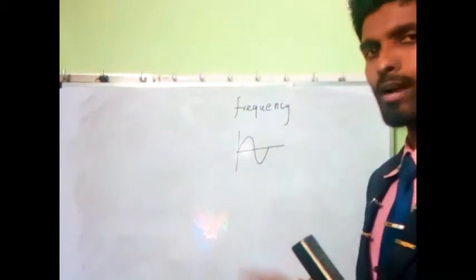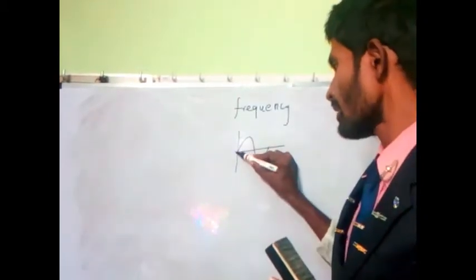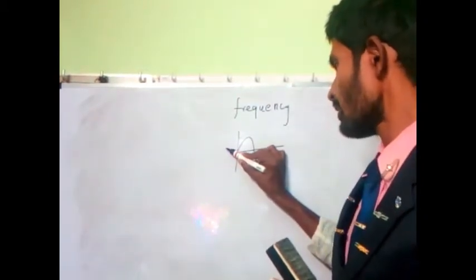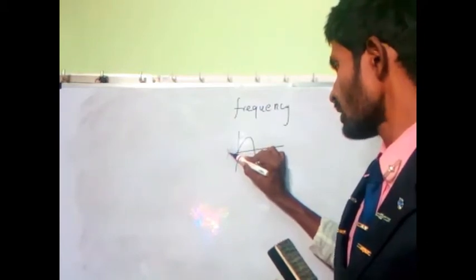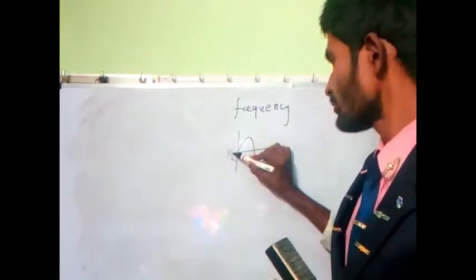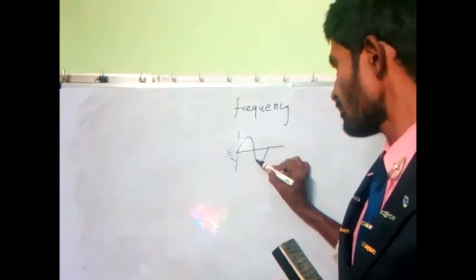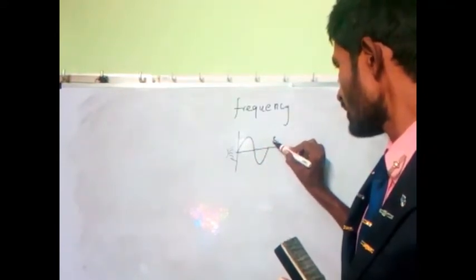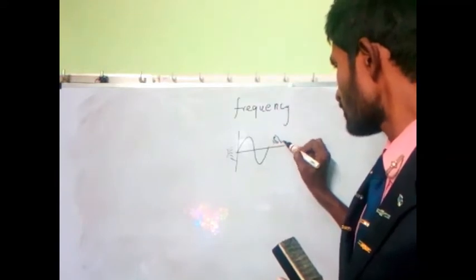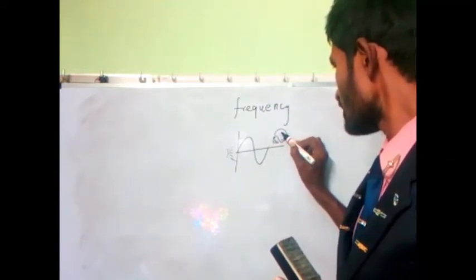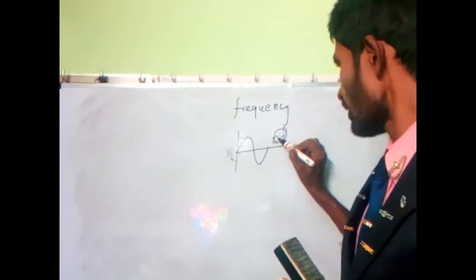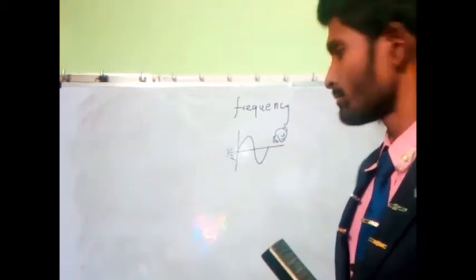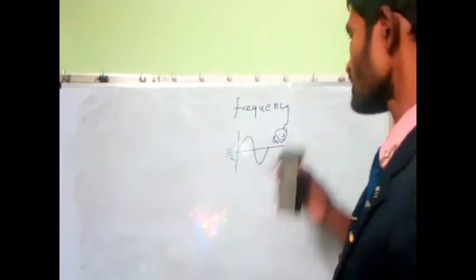I'm just drawing a graph here, and I am available here, giving my voice here. My voice is traveling in the form of a wave, and some person is here hearing my voice. You got it? Is it right? This is the form of an actual signal.